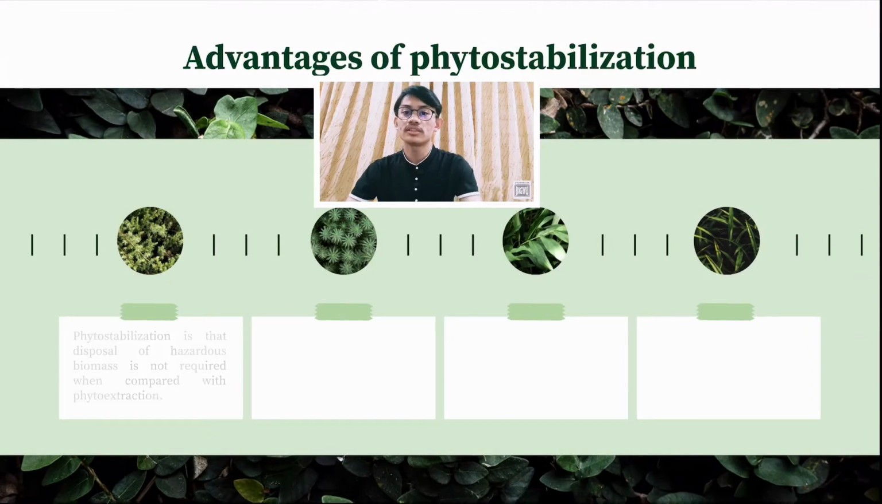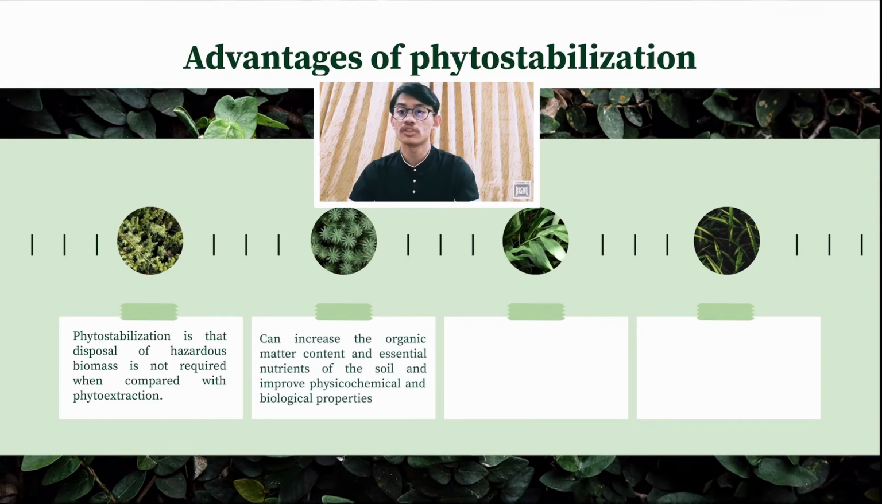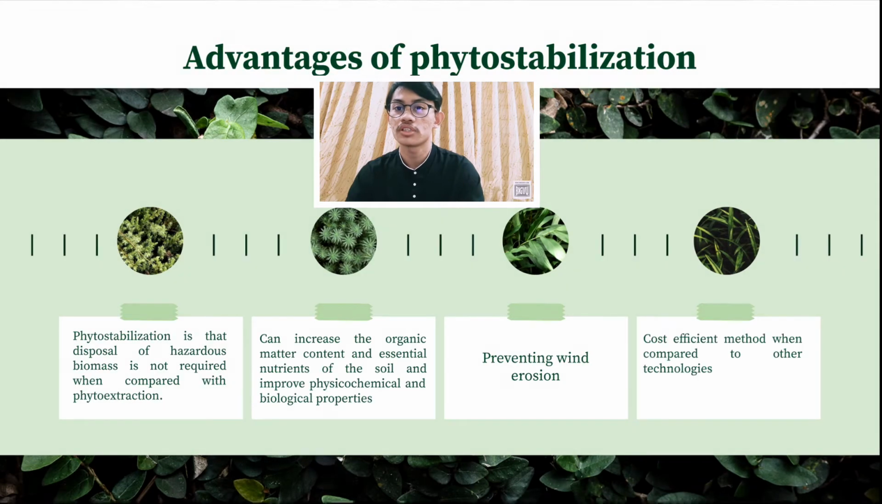After that, let's see the advantages of phytostabilization. First, the disposal of hazardous biomass is not required when using phytostabilization. It can also increase the organic matter content and essential nutrients in soil and improve physical, chemical and biological properties. It will also enhance the soil structure and prevent the soil from wind erosion. And of course, this is a cost-efficient method compared to other remediation technologies and equipment.